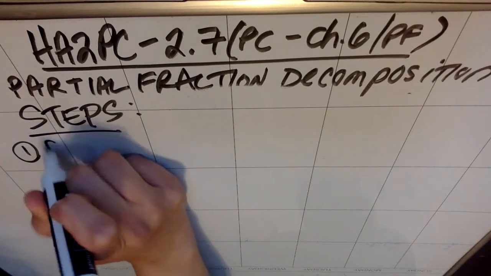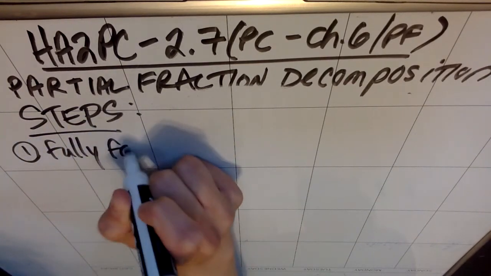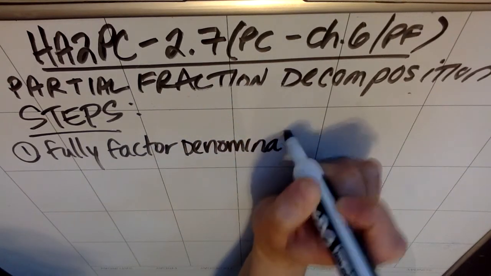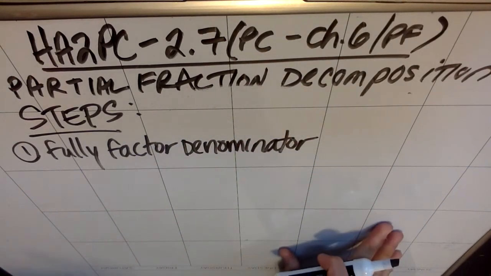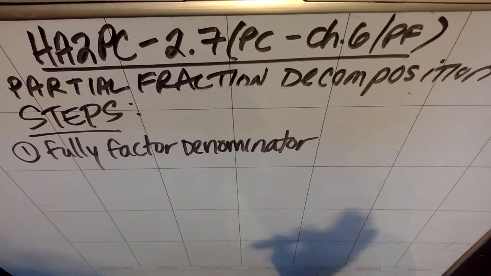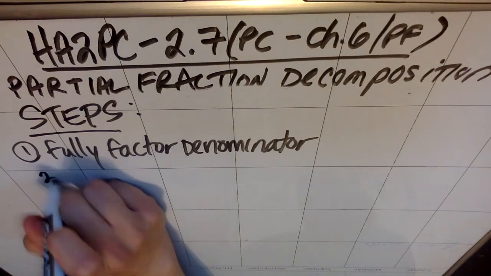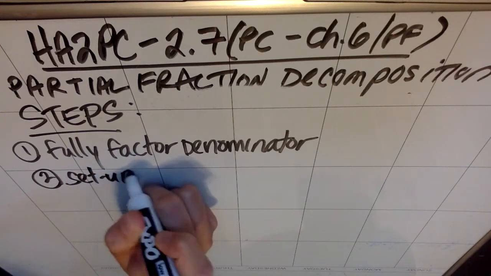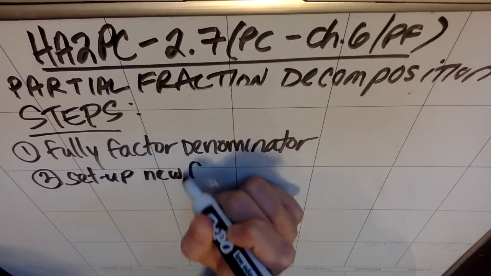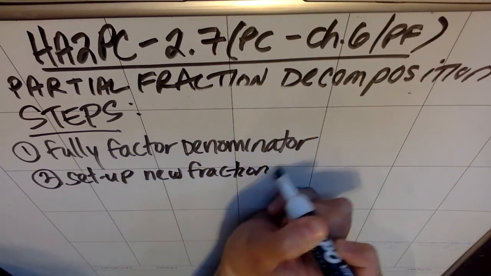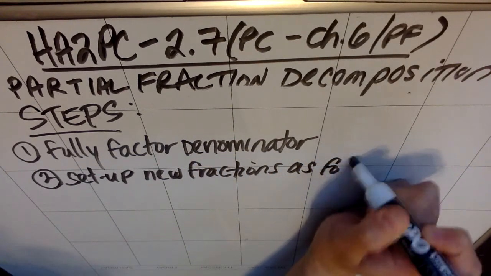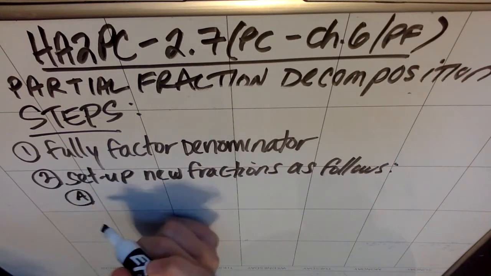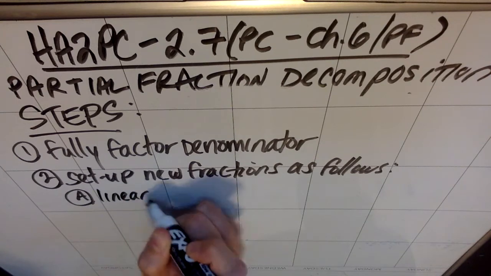Step 1, you're going to fully factor your denominator. Okay, and that's going to be important, and I'm going to walk through these steps again with an example in a sec. So fully factor the denominator. Step 2, you're going to set up your new fractions as follows.